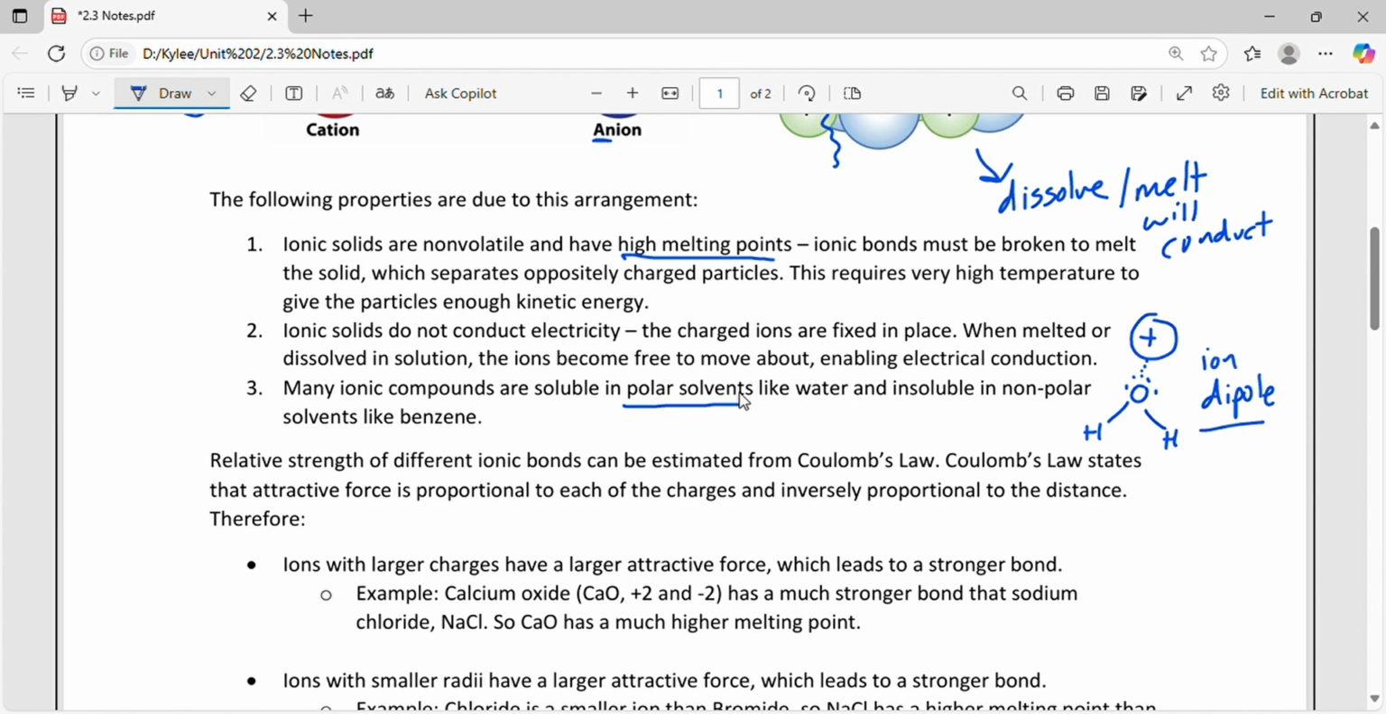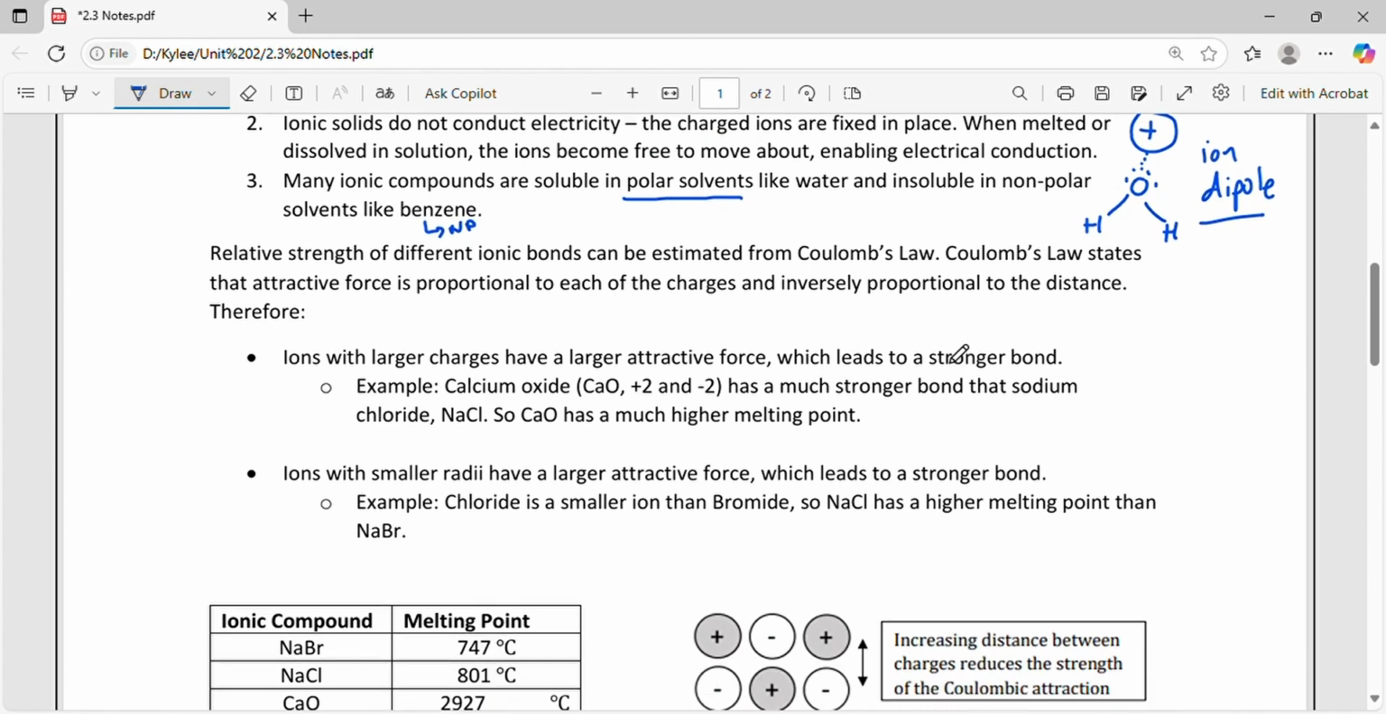If I have something that is nonpolar, and a good example of a nonpolar solvent is benzene, that negative end like on the water molecule or a positive end on the solvent doesn't exist on things that are nonpolar. So compounds don't tend to dissolve as well or at all in something that's nonpolar.